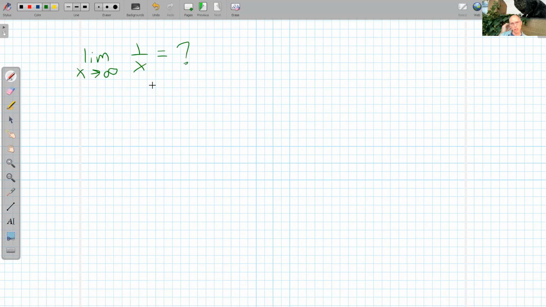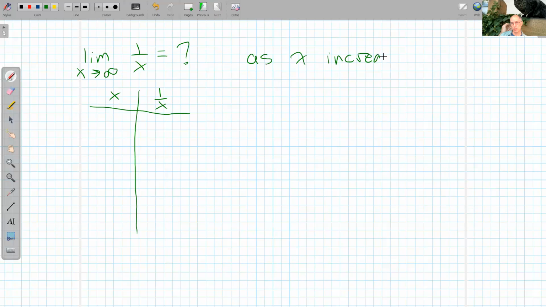What happens here? Now, we can't just cheat and plug in infinity because infinity ain't a number. So that's not going to work. So our only course of action here is to make a table and compare X to 1 over X as X gets big. So the correct way to read this is not as X approaches infinity, but as X increases forever, or sometimes we say without bound.